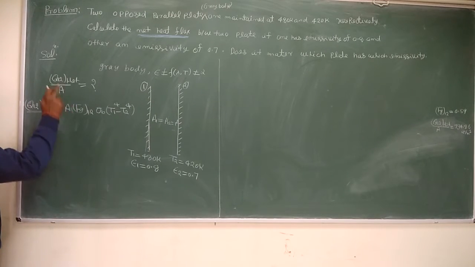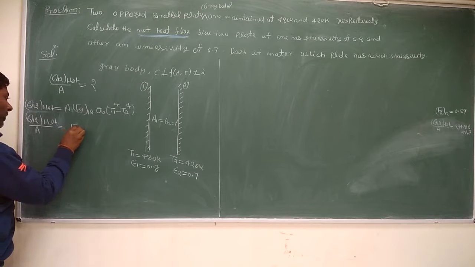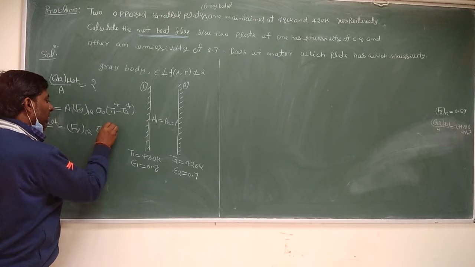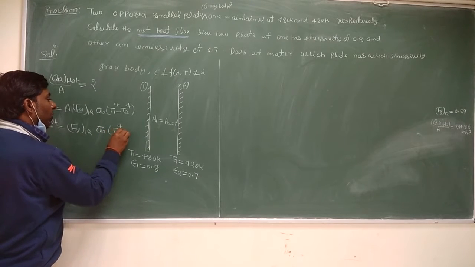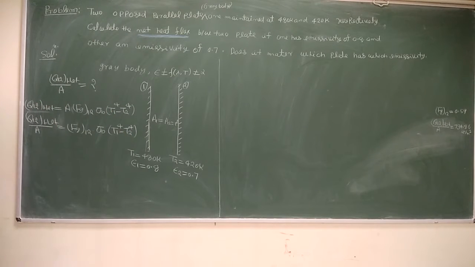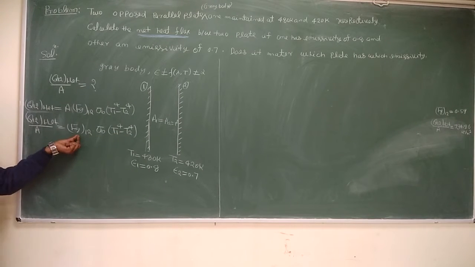Since the area is A, you can write it this way. You need to calculate the heat transfer rate per unit area. So the net heat transfer rate Q net per unit area is equal to Fg12, the gray body factor, times sigma b times T1 to the power 4 minus T2 to the power 4. You know that sigma b is the Stefan-Boltzmann constant, you know this value. T1 is given, T2 is given. Just calculate the gray body factor and you can calculate the net heat transfer rate.